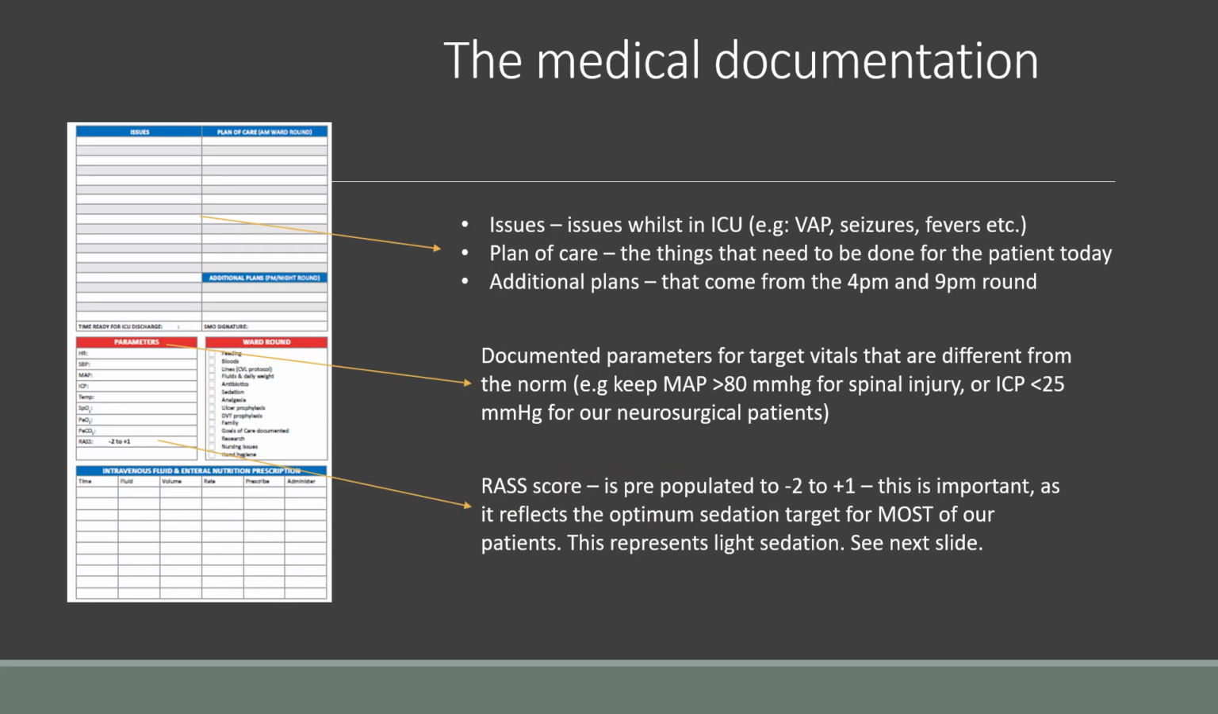So the medical side of the 24-hour flowchart, this is where the SMOs will gravitate to when they come and see you on the ward round. They will list the patient issues that the patient has undergone whilst in ICU. Usually 9 times out of 10, patients who have been ventilated, unfortunately, do end up with a ventilator-associated pneumonia. And other issues are documented here, just for example's sake, like fevers and seizures. The plan of care, these are the things that need to be done for the patient today, and then anything that comes up on the other ward rounds, they get documented under additional plans.